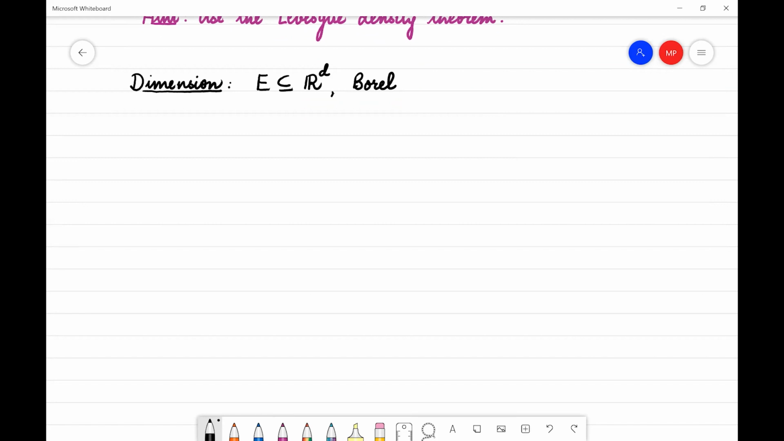The easiest notion of dimension to understand is Minkowski dimension, and this is probably the most visually appealing of them all.